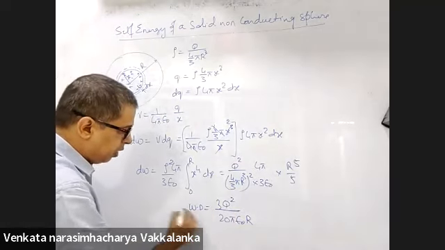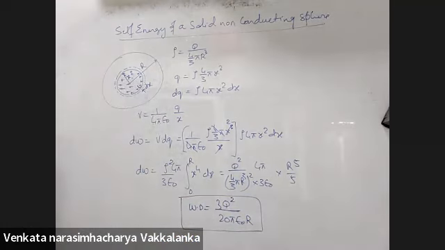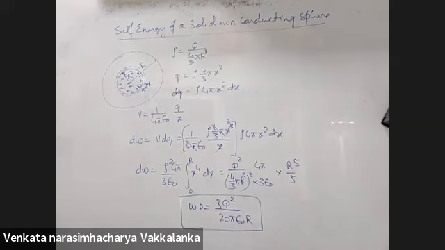This will be the work done in increasing the radius from 0 to capital R by accumulating a charge of dq on the surface. This will be the self-energy of a solid non-conducting sphere. Is it a standard formula? Yes. Am I expected to remember this? Yes. 3q square by 20 pi epsilon naught R.